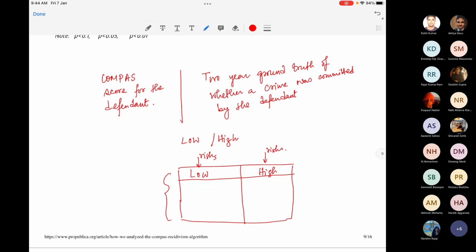This is what we wanted to see, right? If COMPAS has given a high score to someone, has this person actually gone and committed a crime in the future, that is, in the next 2 years? And if COMPAS has given a low score to someone, has this person never committed a crime within the 2 year span? This is the kind of thing you are trying to see, right? This is the ground truth match that you are wanting to make.